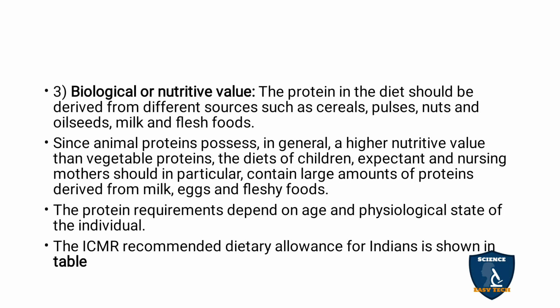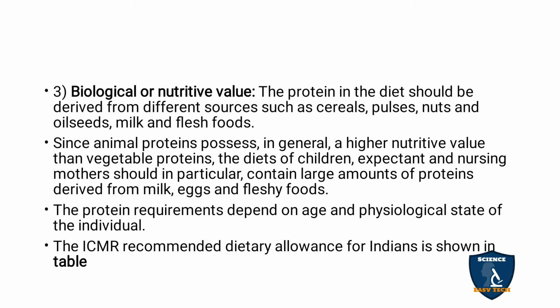I told if you are going to consume animal sources, it is going to have a complete source of essential amino acids. Therefore, the biological quality of animal proteins is more compared to that of plant proteins. So if you are going to take more animal proteins, it is going to give a good quality, high bioavailability of proteins. So when we are giving for growing children, expectant, that is pregnant mothers, and nursing mothers, means lactating mothers or mothers who are breastfeeding their children, for them you have to give animal sources of proteins like milk, eggs and fleshy foods.